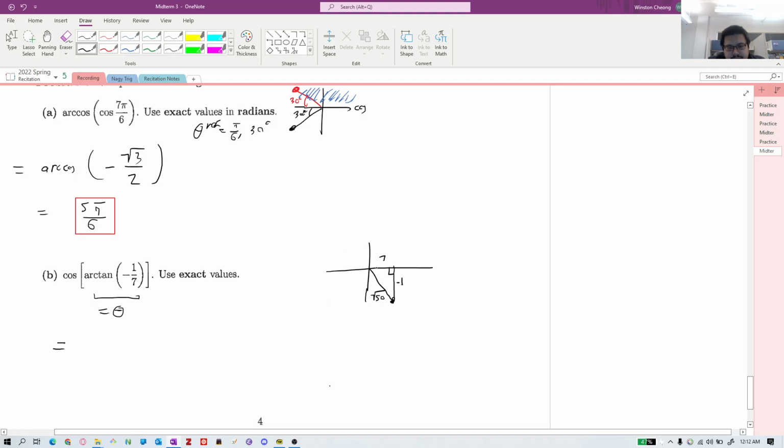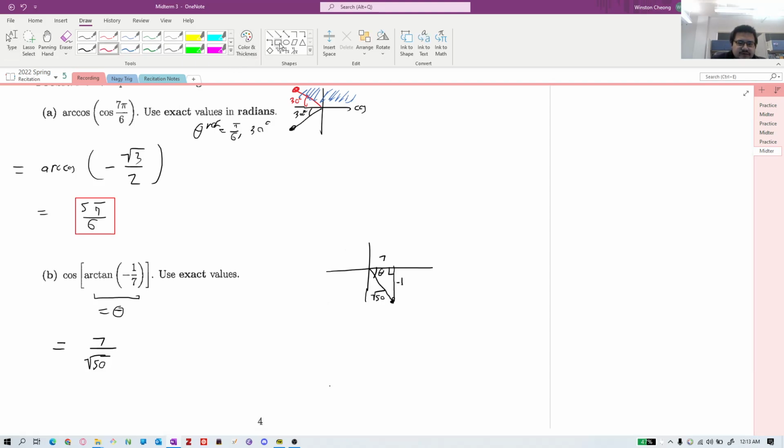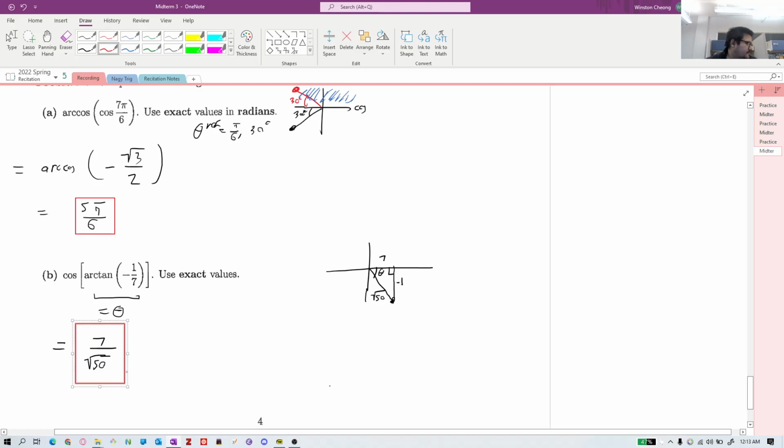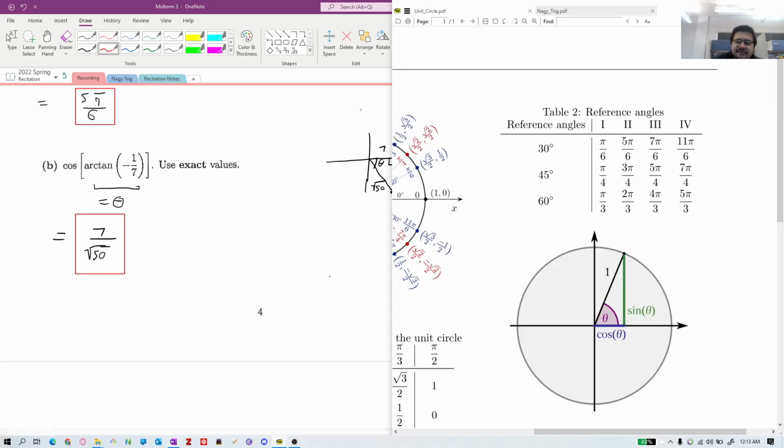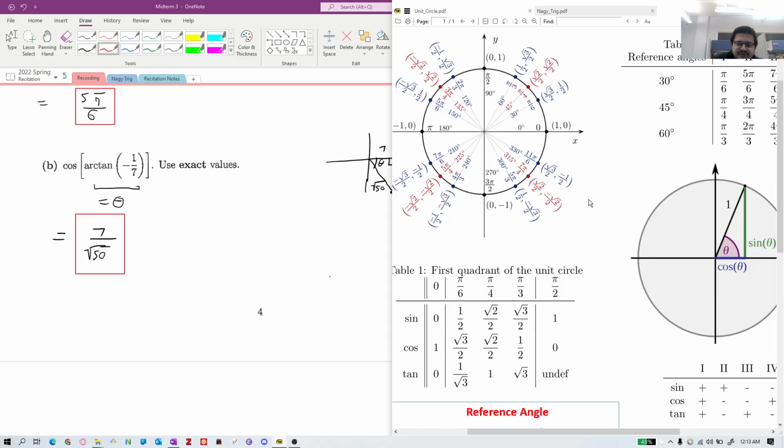Now, I should also just label my angle theta. Okay. Lastly, what is cosine of theta, where theta is given by this triangle? So cosine is adjacent over hypotenuse, so we get 7 over root 50. And there we go. That's the answer to that. Now, there is one thing I'll say. If you did it the formulaic way, you're going to get an answer that looks quite different, but it's actually the same.